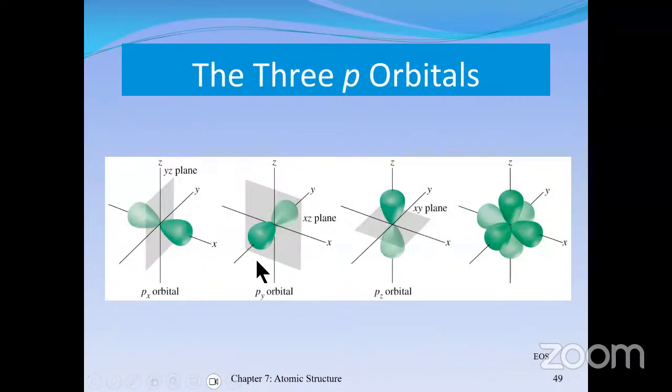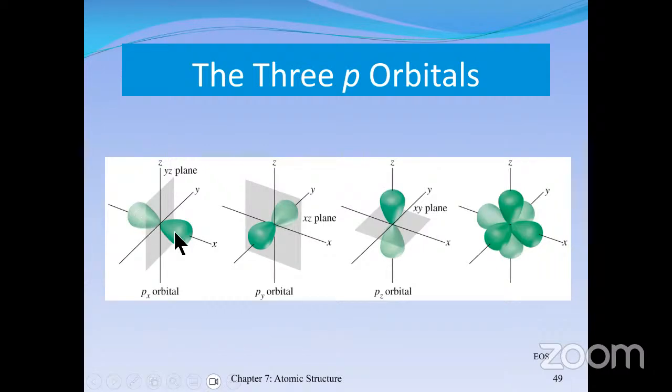This is what they look like separately, and this is what they look like together. Remember, the p orbitals occur in sets of 3s. Whenever you have a p sublevel, there will always be 3 p orbitals, right? And this is how they are arranged separately.